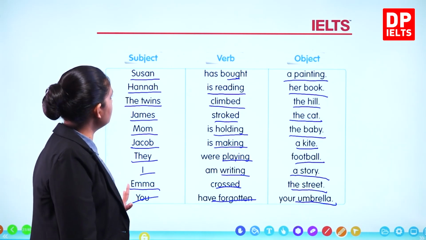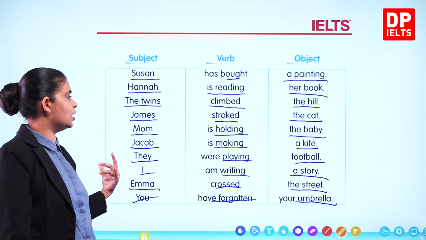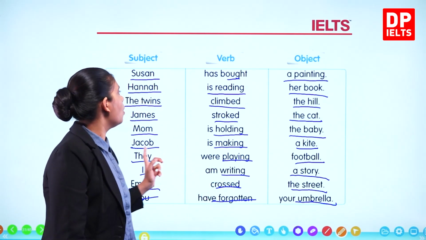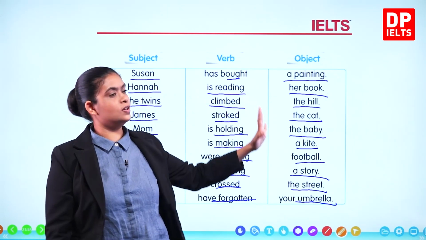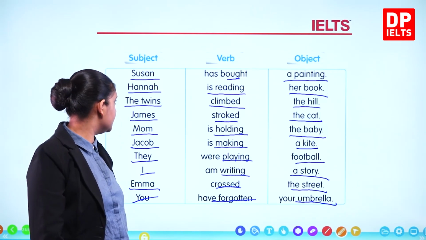So, if you see here as well, who is doing the action is the subject, okay? The action is the verb and answering the what question is the object of each sentence, right?